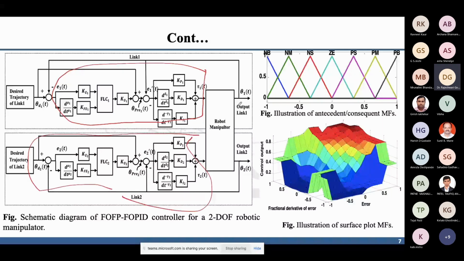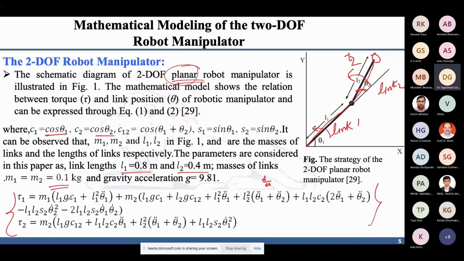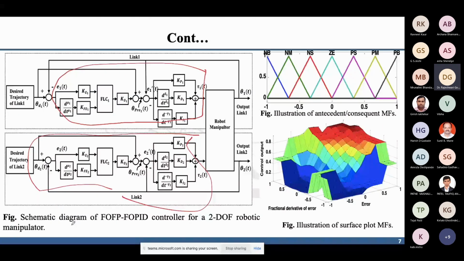For the robot manipulator, whatever mathematics we have seen, tau 1 has the first equation and tau 2 has the second, and the robot manipulator has these mathematics. You can simply do it in an M file or in Simulink and make your own code for it. This is not a big task, it is very easy, you can do it yourself. If any researchers face difficulty doing such work, they can contact me anytime.